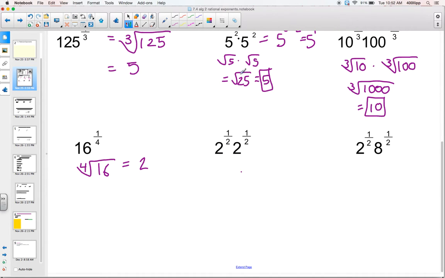This one here, it's similar to both of these. We have the same base, so we can keep the base, add the exponents, or we could write it as the square root of 2 times the square root of 2, which is the square root of 4 or 2. This one, we have power over root, so square root of 2 times the square root of 8, and then we multiply them. The square root of 2 times 8 is 16, and the square root of 16, the positive value, is a 4.